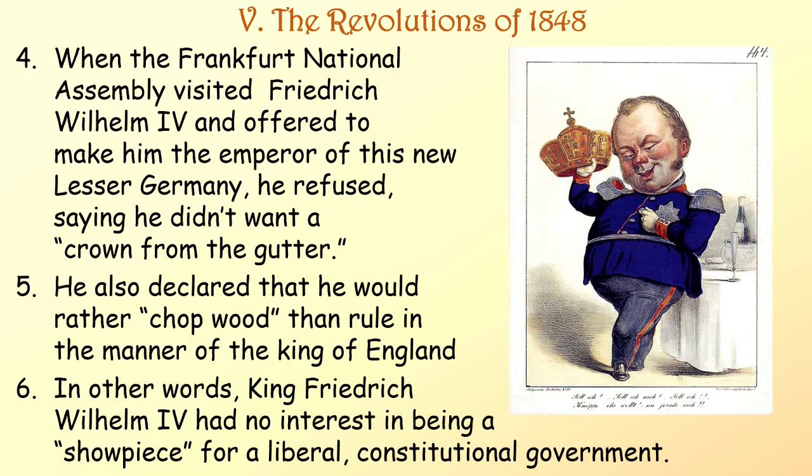When the Frankfurt National Assembly visited Friedrich Wilhelm IV and offered to make him the emperor of this new Lesser Germany, he refused, saying he didn't want a, quote, crown from the gutter. He also declared that he would rather chop wood than rule in the manner of the King of England. In other words, King Friedrich Wilhelm IV had no interest in being a showpiece for a liberal constitutional government.